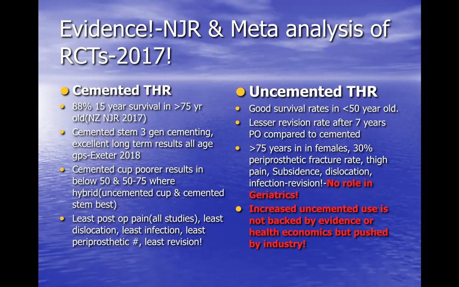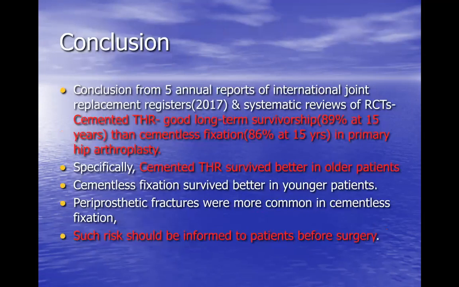Increased uncemented use is not backed by evidence or health economics, but pushed by the industry. So to conclude, from the 5 annual reports of international joint replacement registries and systematic reviews, cemented THR has good long-term survivorship, 89% at 15 years, and cementless fixation 86% at 15 years in primary hip arthroplasty. Cemented THR survives better in older patients, and cementless fixation is better in younger patients, particularly in the femur. And periprosthetic fractures were more common in cementless fixation.